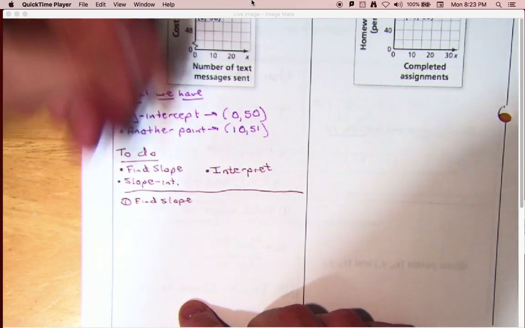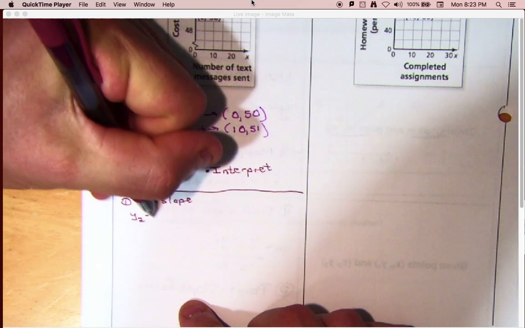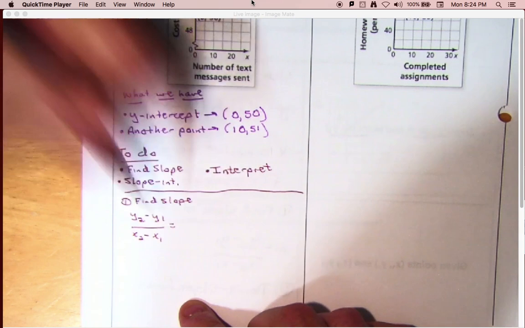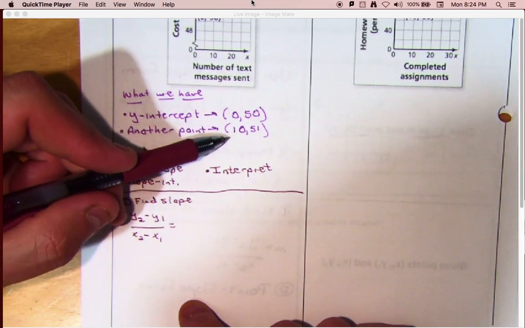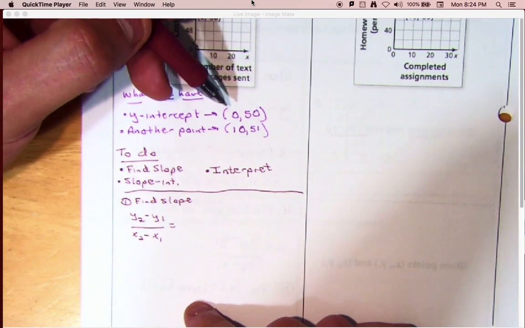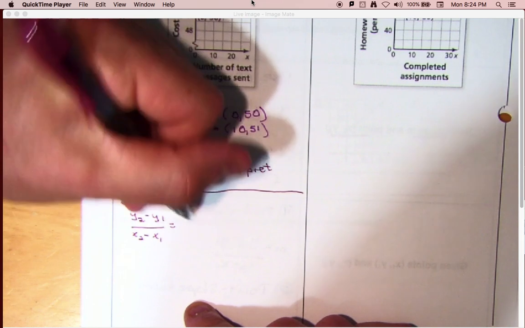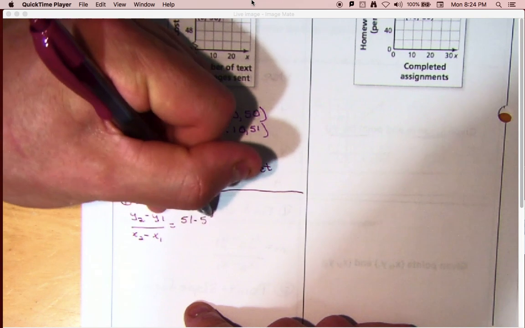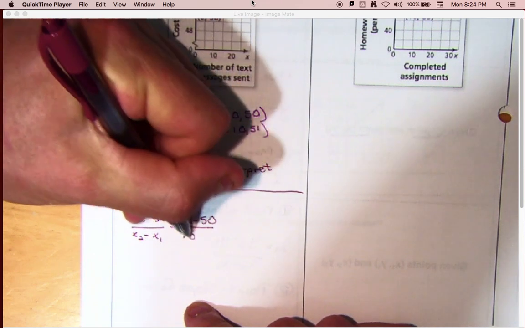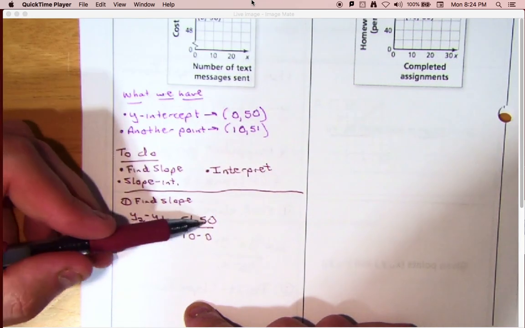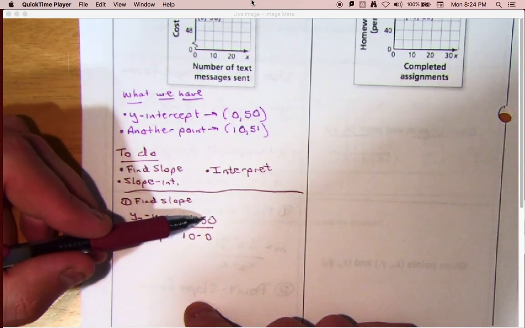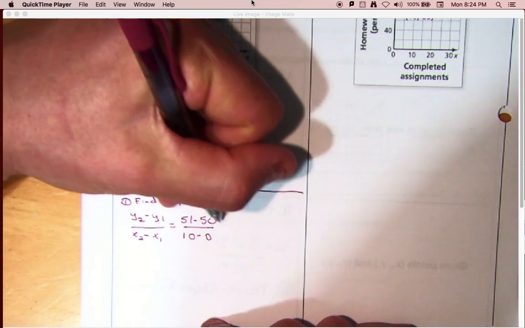So to find the slope, remember it's y2 minus y1 over x2 minus x1. I'm going to take these two coordinates. It doesn't matter which one's x1, y1, as long as you're consistent. So I'm going to go 51 minus 50 on top, my two y coordinates. And on the bottom, I'm going to go 10 minus 0. Because I went 51 minus 50, I have to go 10 minus 0. If I were to reverse these and go 50 minus 51, I would have to go 0 minus 10.